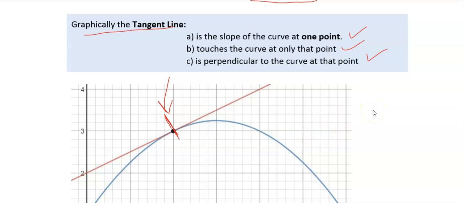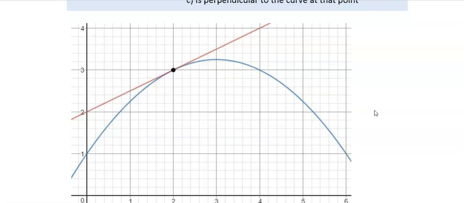Now, we've got a problem. We've got a problem, ladies and gentlemen. Look at that tangent line right there. Isn't that beautiful? Lovely looking tangent line. But what's the problem? How do you get the slope of that tangent line? I can see it looks positive because it's going off to the right.